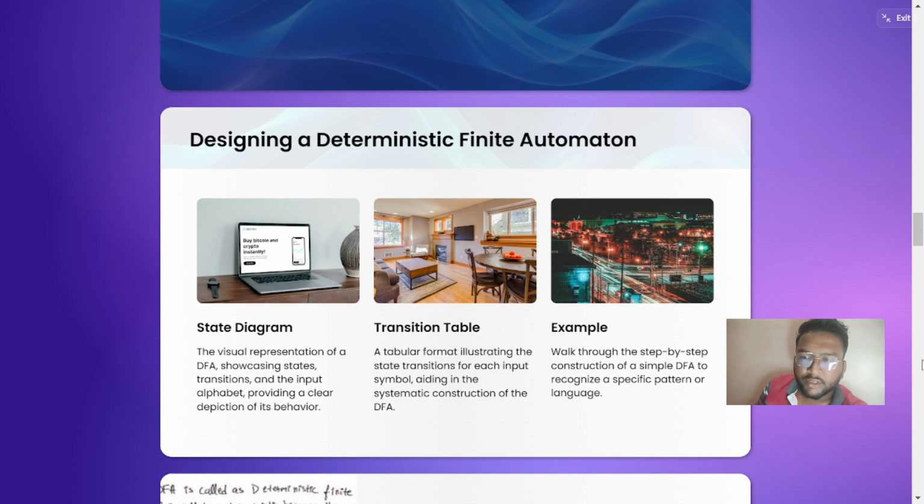So what does string acceptance mean? It explains the process by which a DFA determines whether the input string is accepted or rejected based on its transition and final state. Coming to language recognition, we discuss how DFAs are utilized to recognize and classify strings belonging to a particular formal language. Deterministic property emphasizes the deterministic nature of a DFA and its significance in ensuring unambiguous computation.